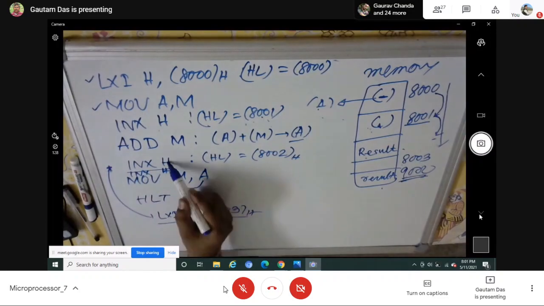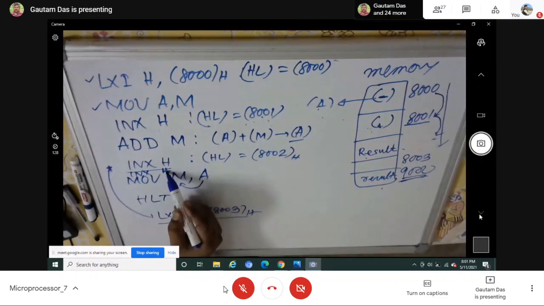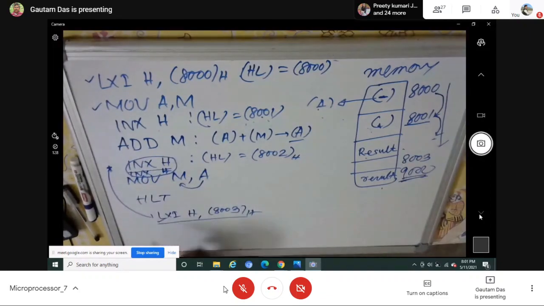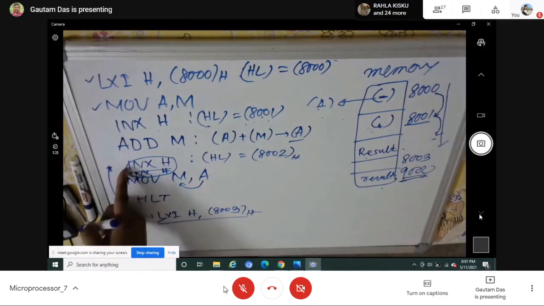So after this, it is 8002. After the second INX H, HL will become 8003. Then MOV M, comma, correct? These two instructions require 2 bytes, but LXI is 3 bytes. So you are still using 2 bytes rather than 3 bytes. So definitely you should choose this. Don't use LXI H 8003.